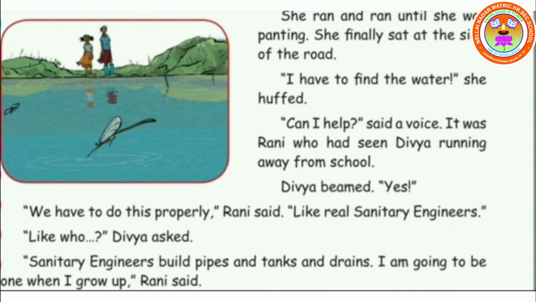"Can I help?" said a voice. It was Rani, who had seen Divya running away from school. Divya beamed. "Yes." "We have to do this properly," Rani said, "like real sanitary engineers." "Like who?" Divya asked. "Sanitary engineers build pipes and tanks and drains. I'm going to be one when I grow up," Rani said.